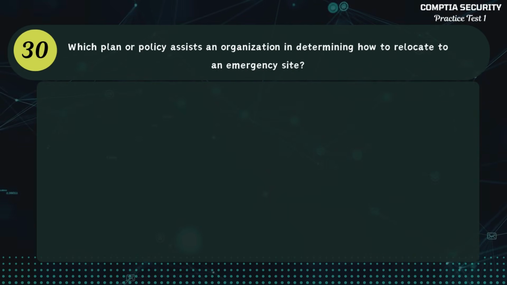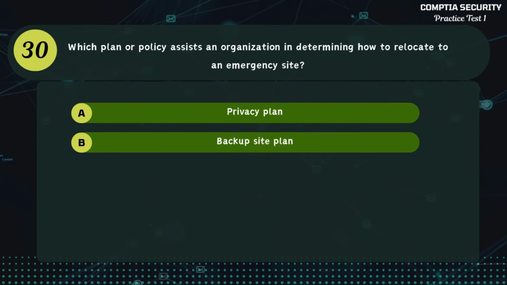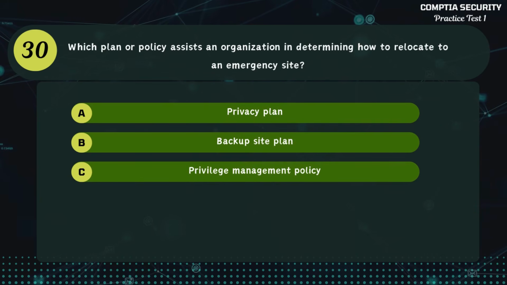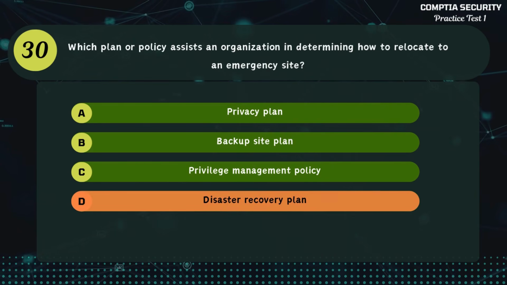Question 30. Which plan or policy assists an organization in determining how to relocate to an emergency site? A. Privacy plan. B. Backup site plan. C. Privilege management policy. D. Disaster recovery plan. Correct answer D. Disaster recovery plan.